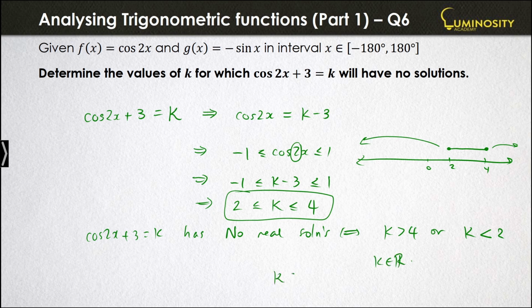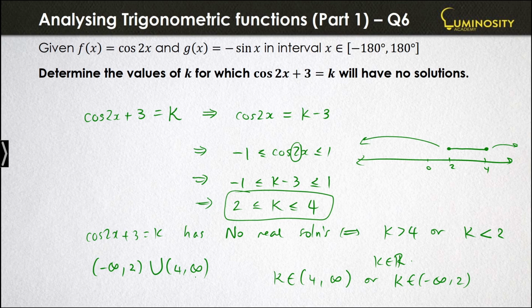Okay, or you could write it like this. K is from 4 to infinity, or k is from negative infinity to 2. So the set builder notation would look something like this. Okay, either way you write it is fine.